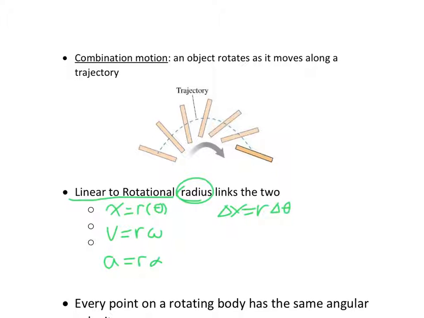So, to go from linear to rotational, all you're doing is taking the rotational value and multiplying by the radius. Vice versa, I don't think I need to write this, but theta would equal x over the radius, omega equals v over the radius, and alpha equals a over the radius. So the link between linear and rotational motion is radius.